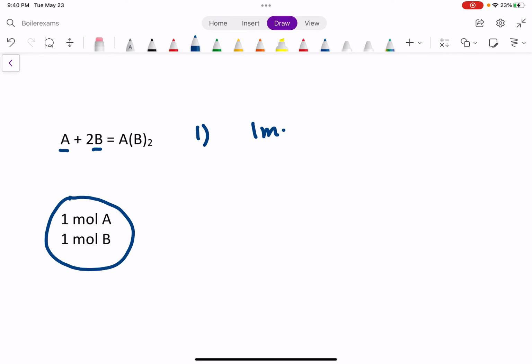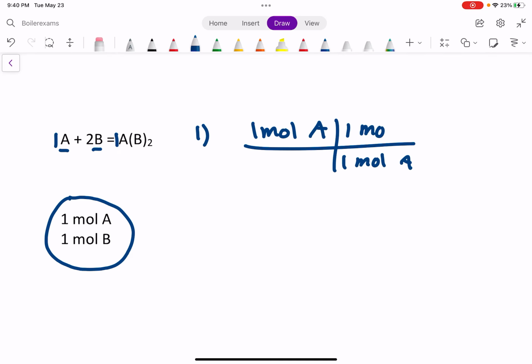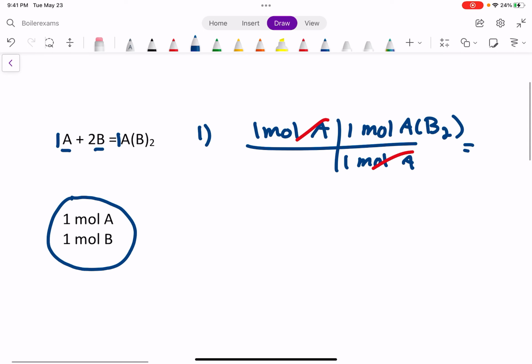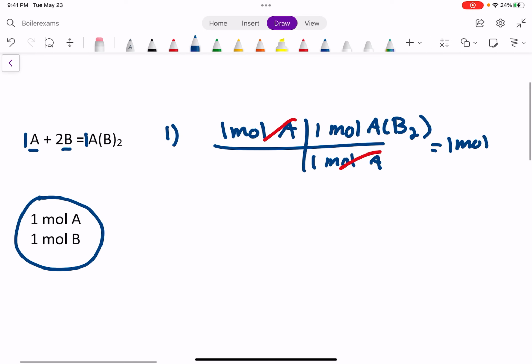Say I have 1 mole of A, and I know from my ratios here, there's a 1 in front of it. 1 mole of A is going to form 1 mole of this product. So therefore I would multiply the top, divide by the bottom. This would yield me 1 mole of product.